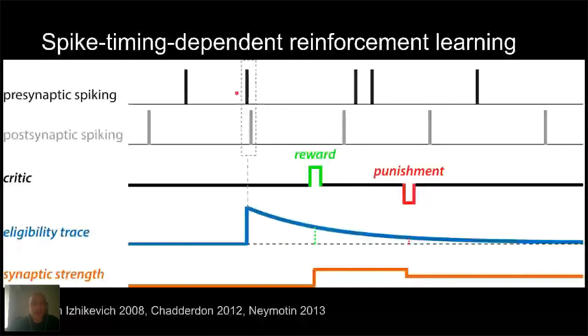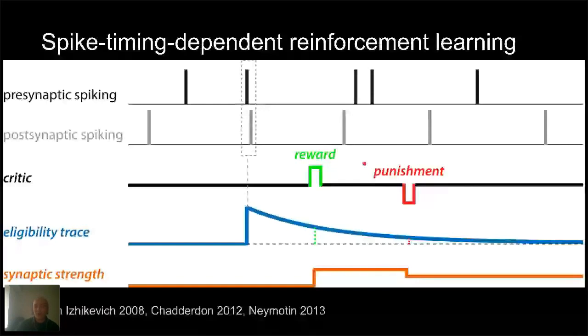So the spike timing dependent part is when the presynaptic neuron fires, then the postsynaptic neuron fires within a short time window, then that synapse is tagged, and then there's an eligibility trace which is activated. And then later on, when the behavior is assessed, so that could be from the dopaminergic reward system, the reward and punishment signals will reinforce or punish that synapse based on the behavioral outcome.